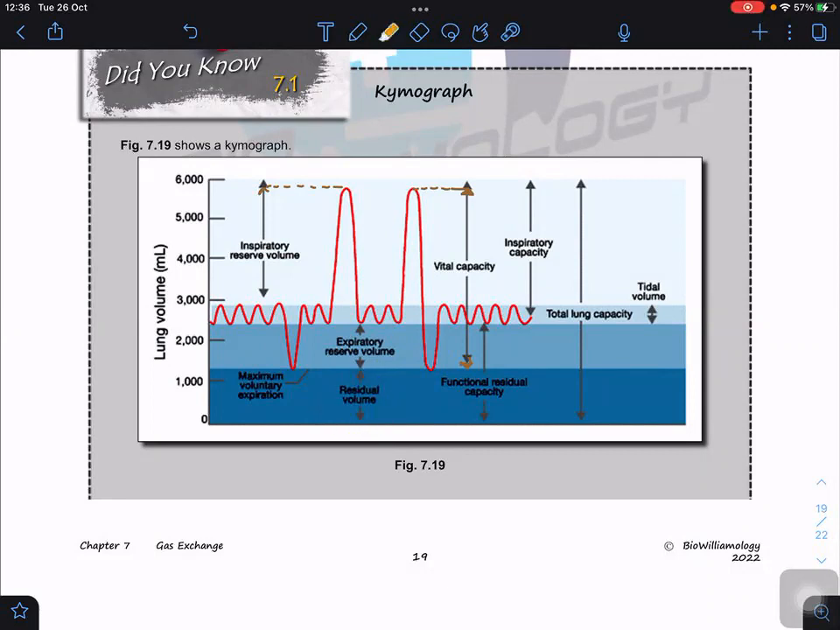In our syllabus, we only need to know one, tidal volume. So why do we need to know this tidal volume? Still remember, during exercise, we increase the breathing rate, correct?